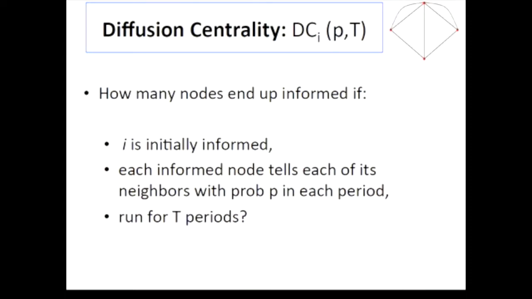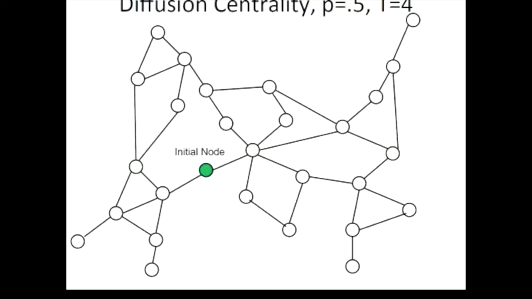Okay. So here, we start with some particular node. Let's say that we try this with p equals 0.5 and T equals 4. If this were the first node we introduce, then we could just run a simulation. It's going to randomly flip coins to tell any neighbor in any given period. So we run the first period. What happens? Well, it tells one of its neighbors. Now this neighbor knows. That's one period run. Now the second period, this person can randomly tell people again, and this person can too. So we do that again, and it spreads further. You keep doing this, three periods, four periods, and then we count up how many nodes we get. So this person would have a diffusion centrality of 13 from that simulation.